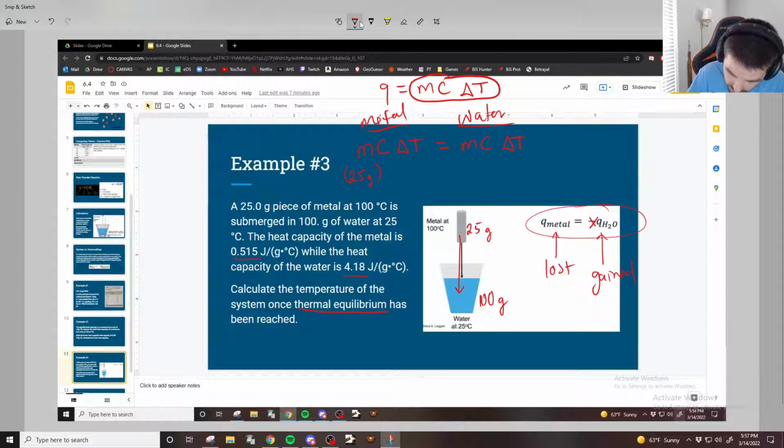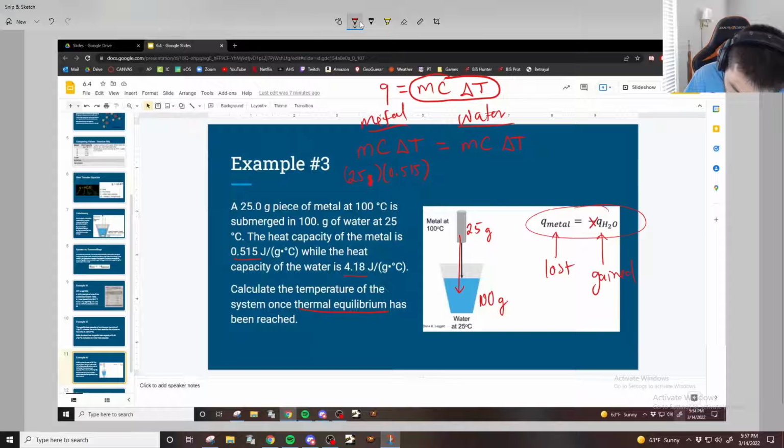The heat capacity of the metal is 0.515. I'm going to start omitting units, okay? I should be more careful about the units, but just for the sake of having this go a little bit quicker, I'm going to skip the units here.